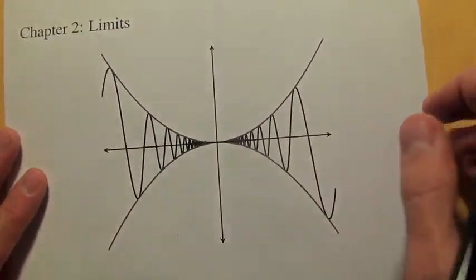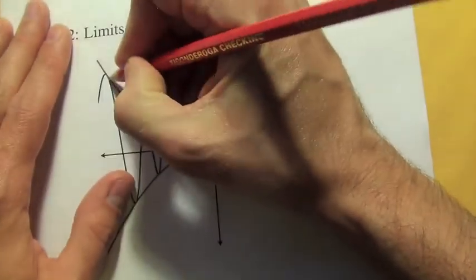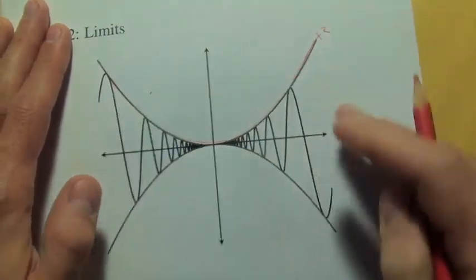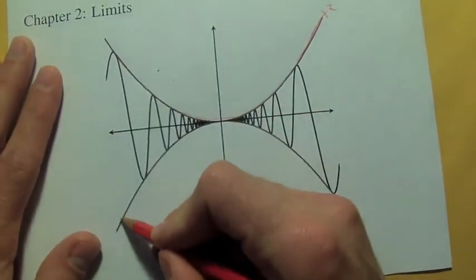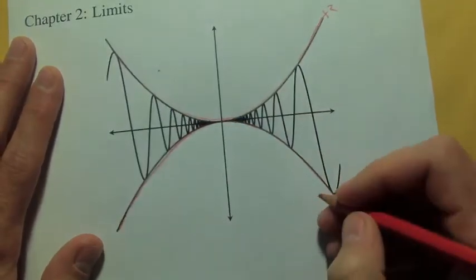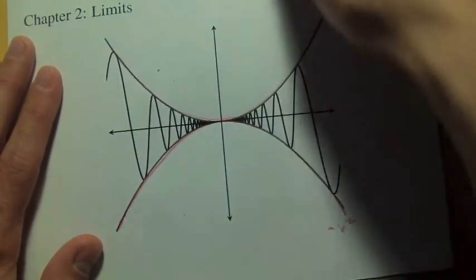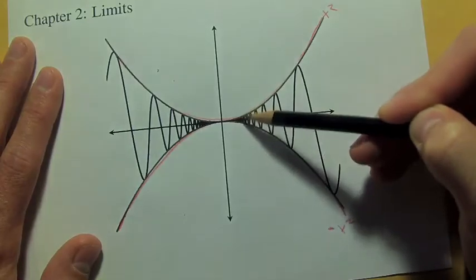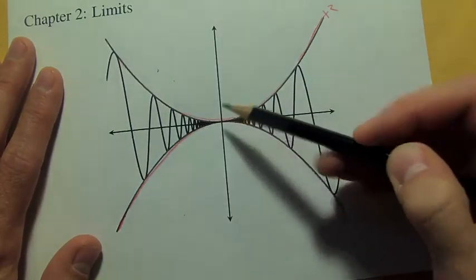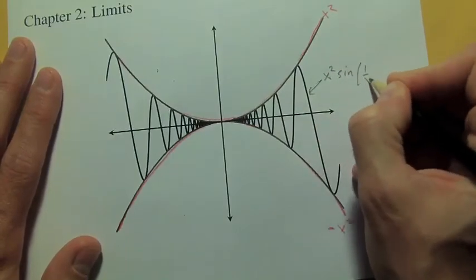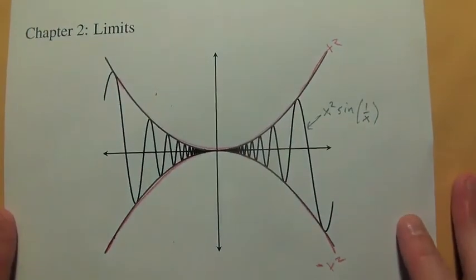To show you what's going on here graphically, I always like to look at a graph. This on the top should look familiar. That's our x squared, our parabola. And on the bottom is our parabola opening downwards. That's our negative x squared. And this in the middle, this sine curve that's getting trapped in between the two, is actually the graph of x squared sine of 1 over x. You can try graphing that in a calculator and see if you get the same thing.